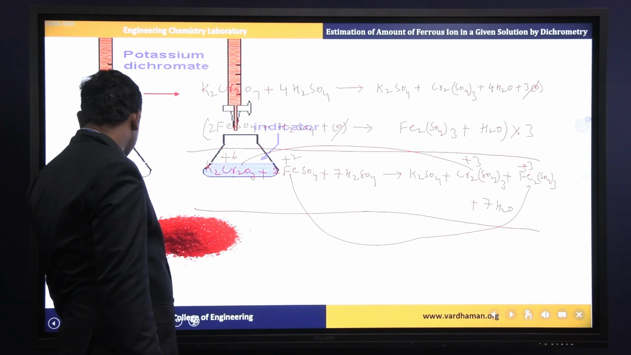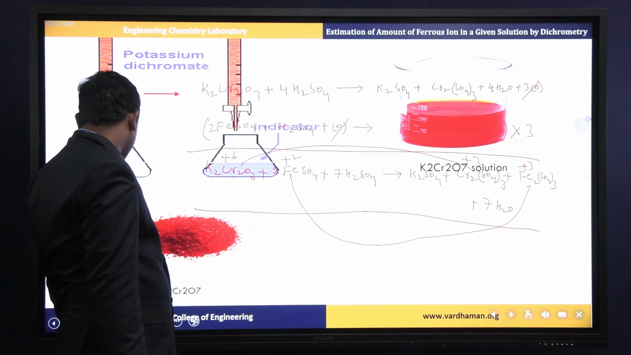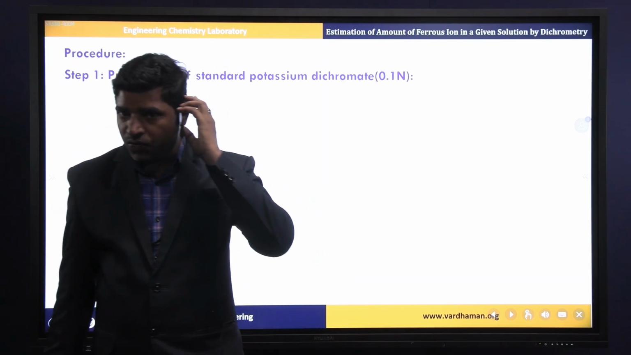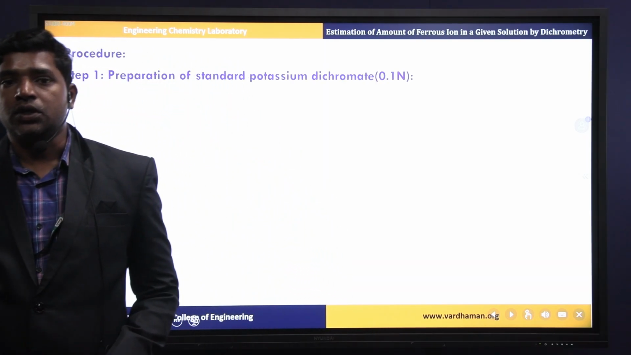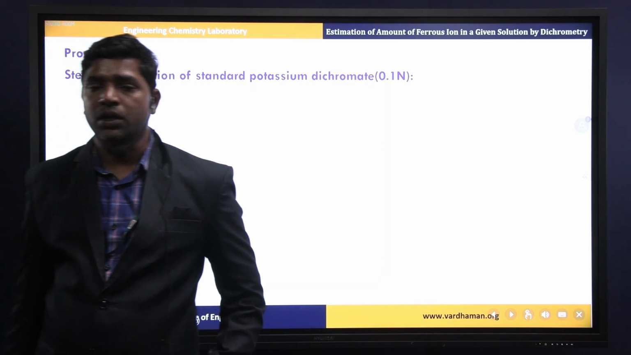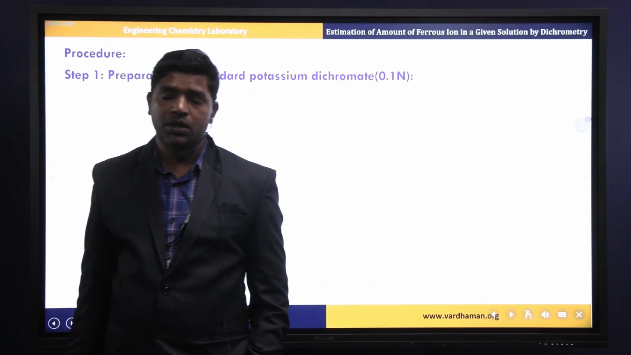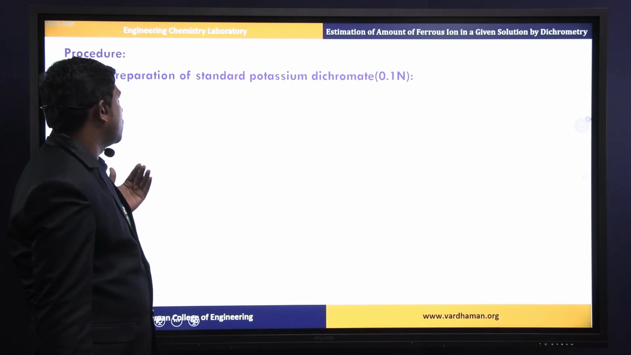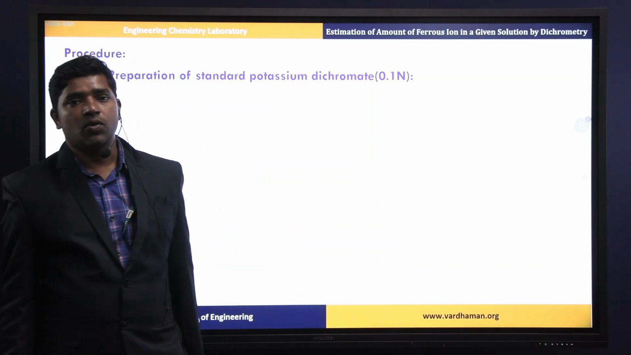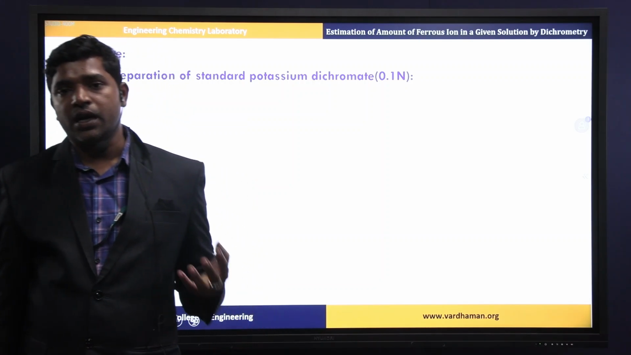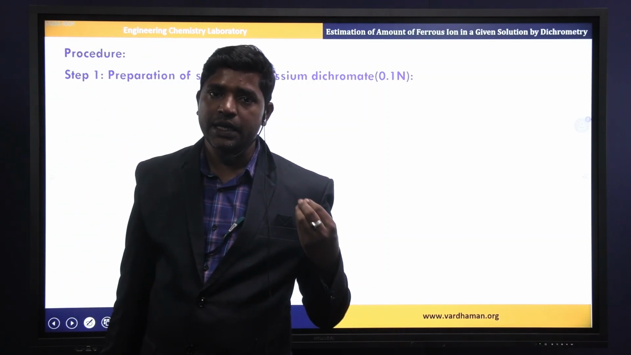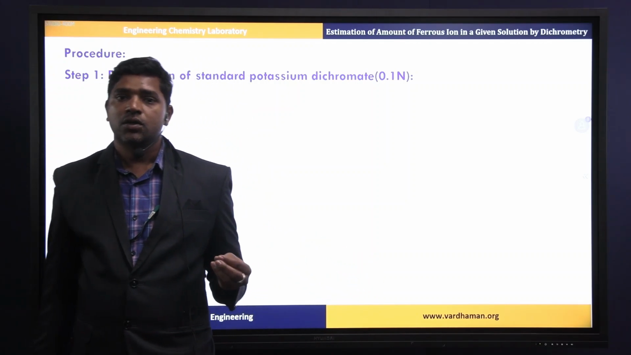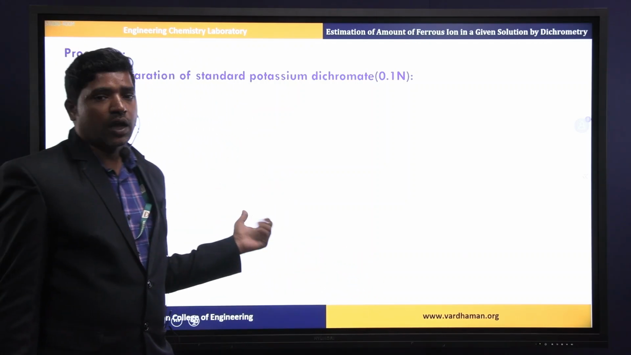These are some figures of potassium dichromate solution. Next, procedure. In this procedure, the first step is the preparation of standard potassium dichromate solution. How can we prepare the standard potassium dichromate solution? We can directly prepare the standard solution by using the normality principle. Why? Because it is a primary standard solution, easily available in the pure form. So there is no need to go for the titration method; we can directly prepare it using the normality principle.